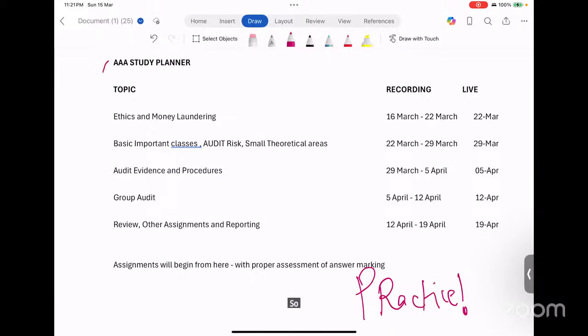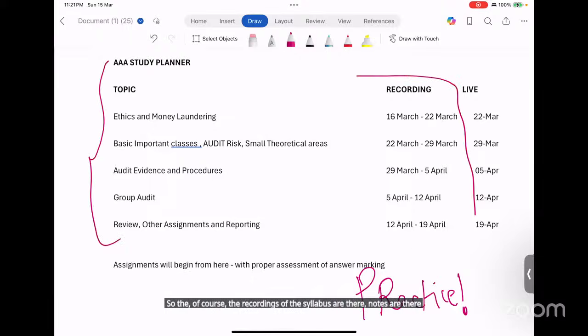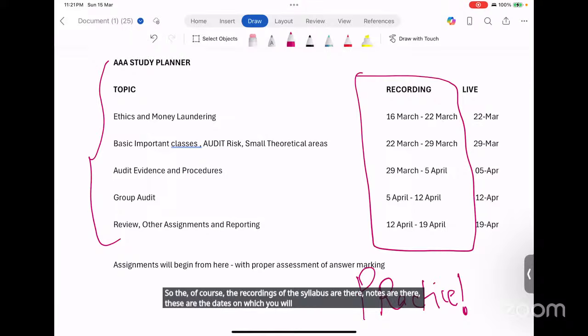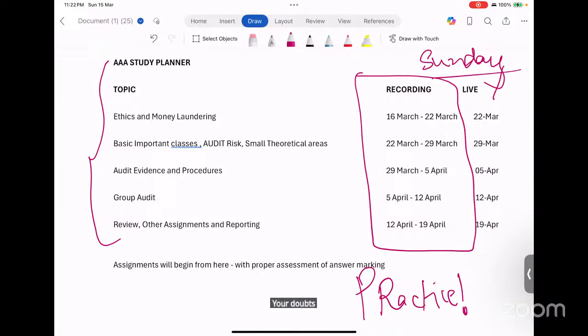So of course, the recordings of the syllabus are there, notes are there. These are the dates on which you will do various topics of AAA. And then in the live class on Sunday, we are going to meet and do practice and your doubts, of course. And generally, like we have in SBR also, your doubts will also be clarified on the WhatsApp group 24/7.